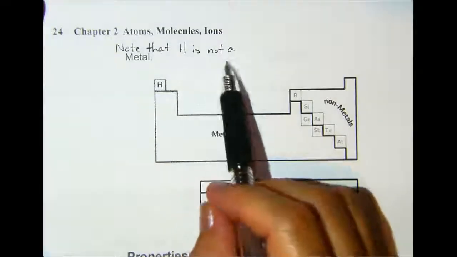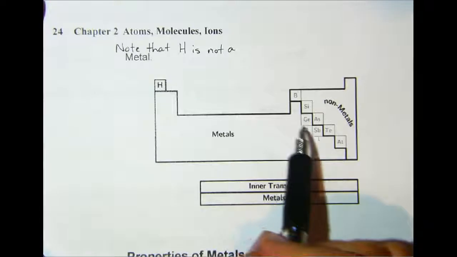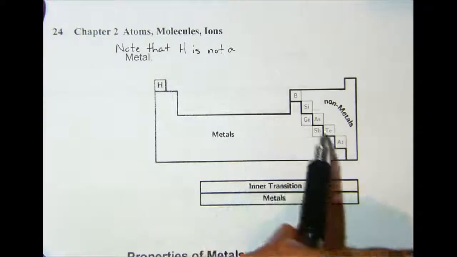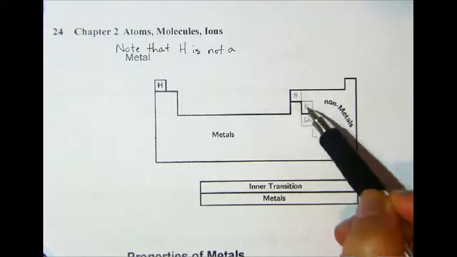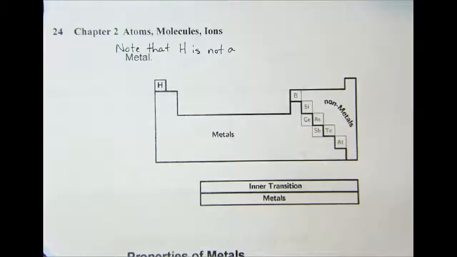Note that hydrogen is not considered a metal, though it is found on the left side of the periodic table where the metals are located. So here are all your metals. Here are your nonmetals, and then these are specifically the metalloids.